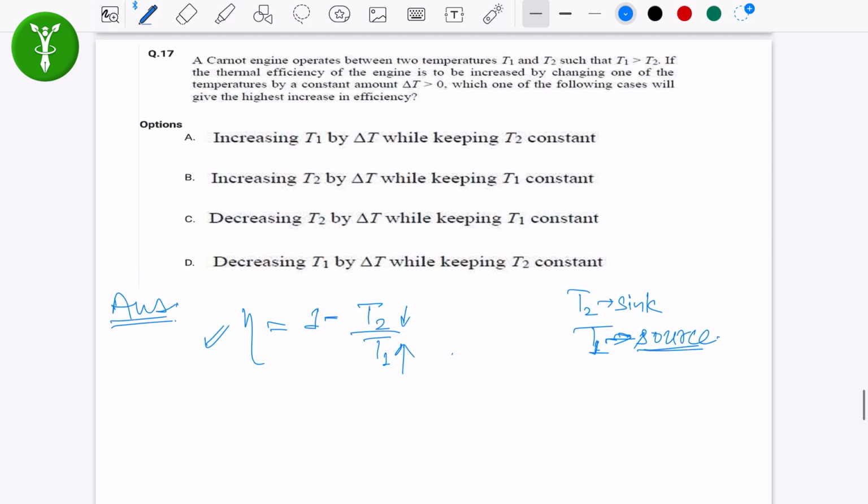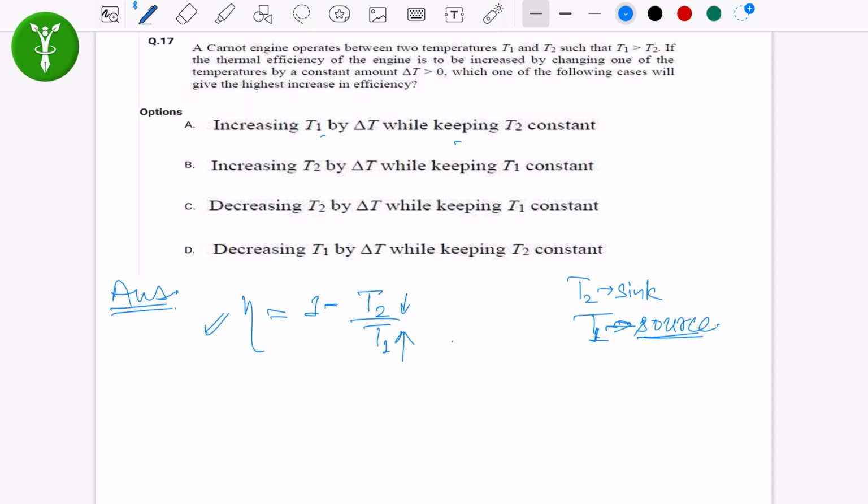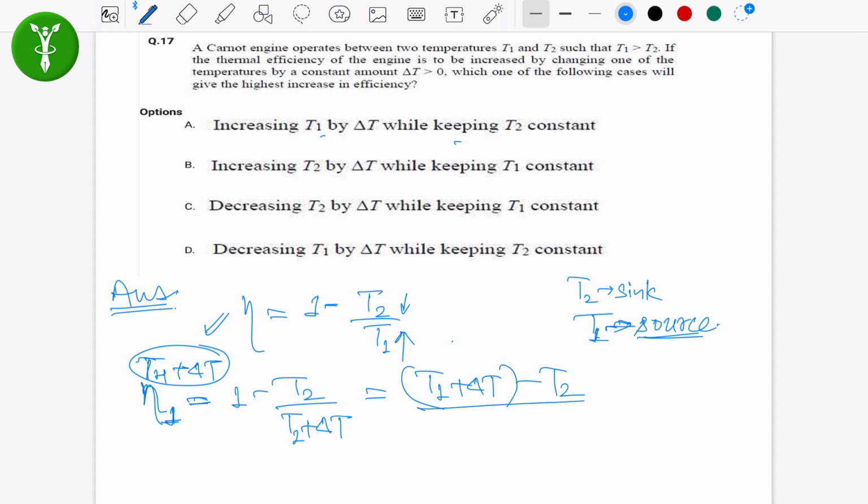So some options are there: increasing T1 by delta T while keeping the other constant. Okay, so let's try both. If we try the efficiency in case 1, let's say by TH plus delta T, we increased T1 by delta T, then what is the efficiency? Okay, so TH means T1 is increased, 1 minus T2 by T1 plus delta T. So what will that become? T1 plus delta T minus T2 divided by T1 plus delta T.